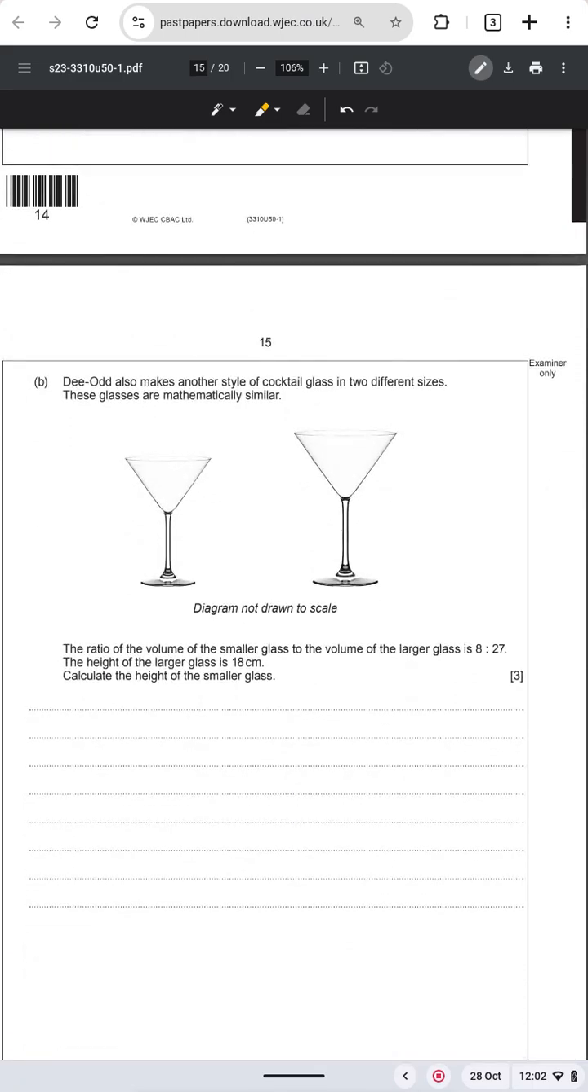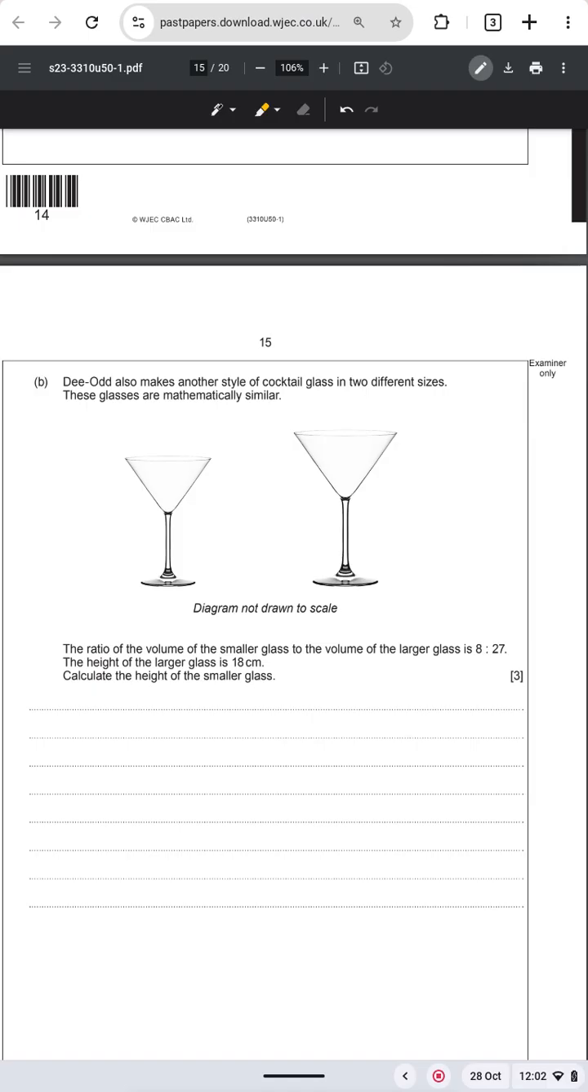So this company also makes another style of cocktail glasses in 2 different sizes. These glasses are mathematically similar. The ratio of the volume of the smaller glass to the volume of the larger glass is 8 to 27. The height of the larger glass is 18. Calculate the height of the smaller glass.